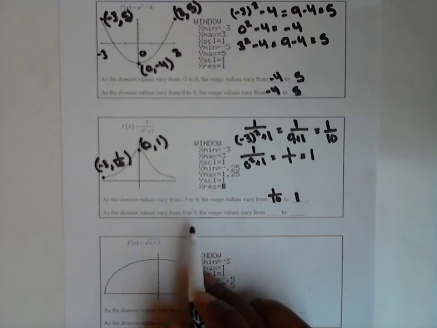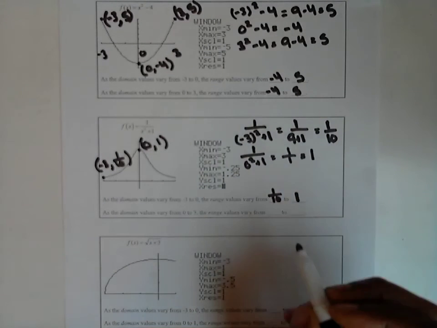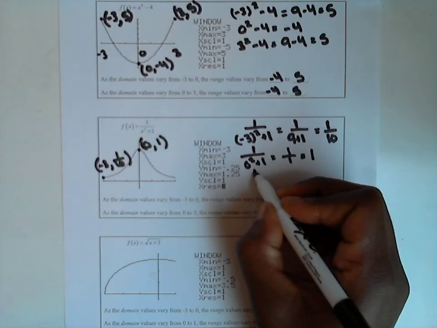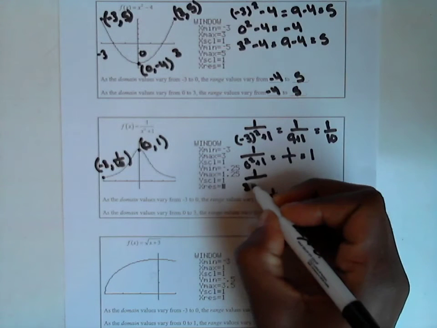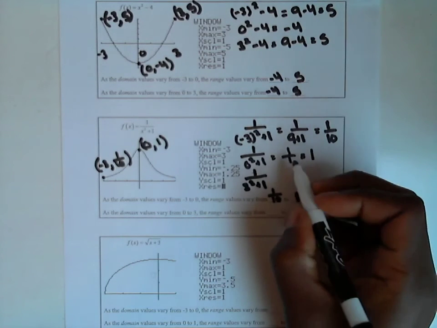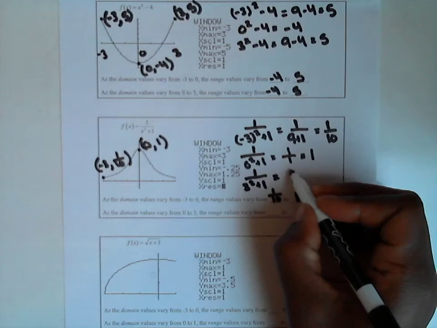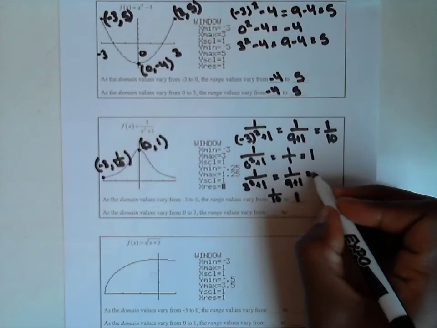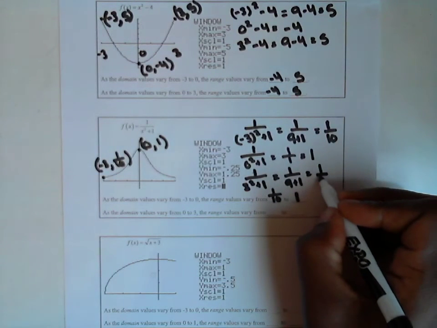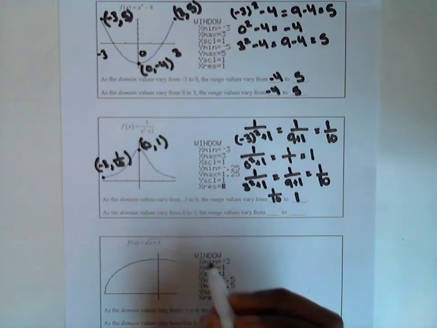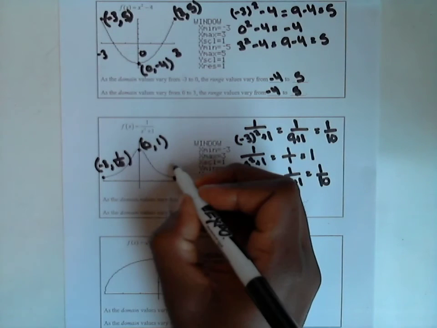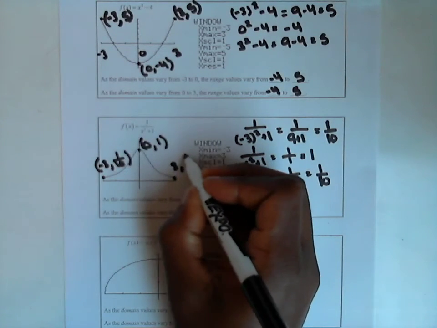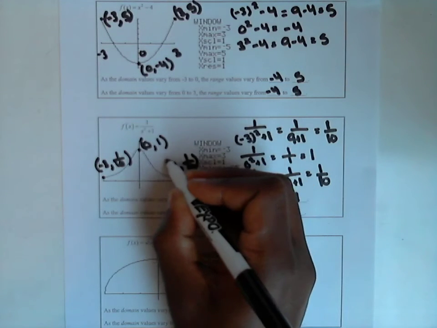Now again, I've got from 0 to 3, so I'll do the same thing again. I've got 1 divided by 3 squared plus 1 equals 1 over 9 plus 1, which equals 1/10 again. So this position right here is 3 for my x and 1/10 for my y.